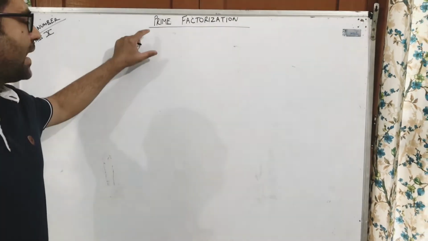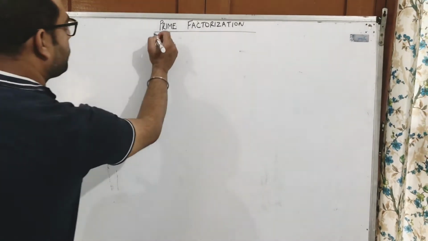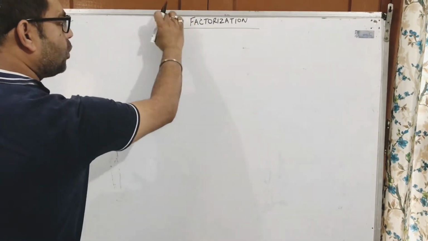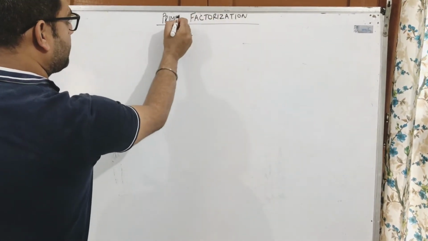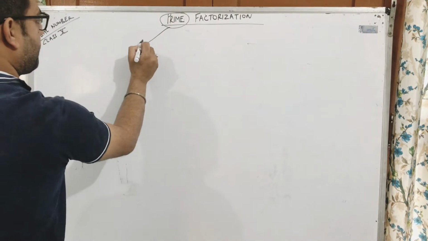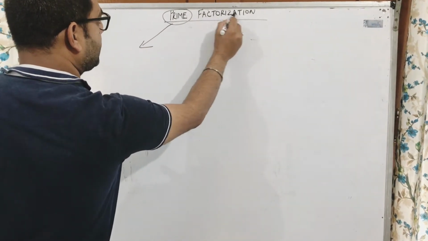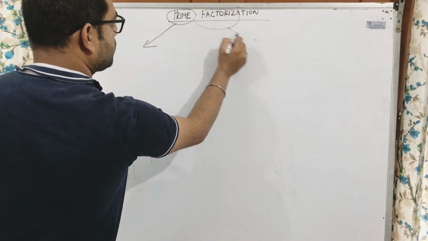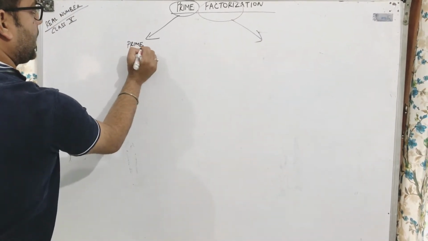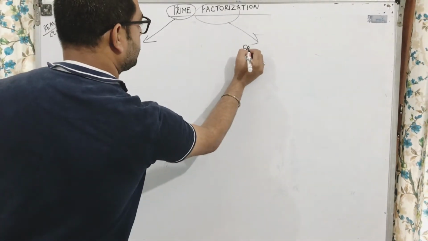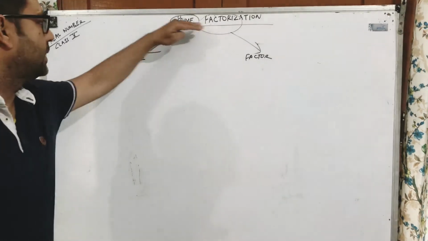So first of all, we will try to understand what we mean by prime factorization. First, we will know the meaning of this particular word. If we break this word, we get prime and then factor. So these are the two words we get if we break the entire word: one is prime and the other one is factor.